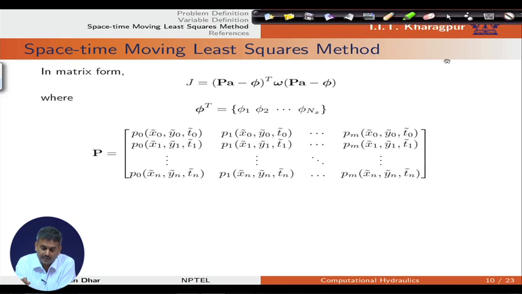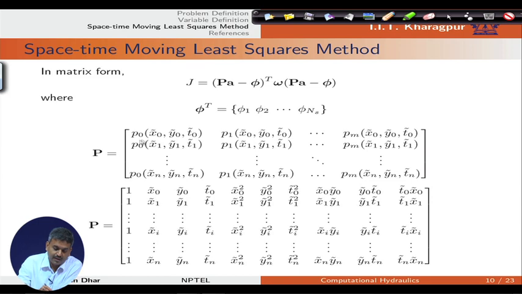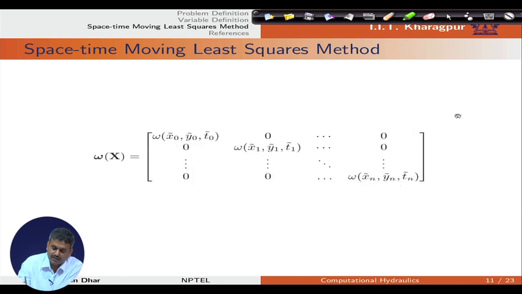In this case we can write our P explicitly in terms of that tilde variable. P0 is essentially constant 1, P1 is x naught, P2 will be y naught, P3 will be t naught tilde, like that. Now, we can utilize this for our calculations, and in this case the weight function will be a diagonal matrix.